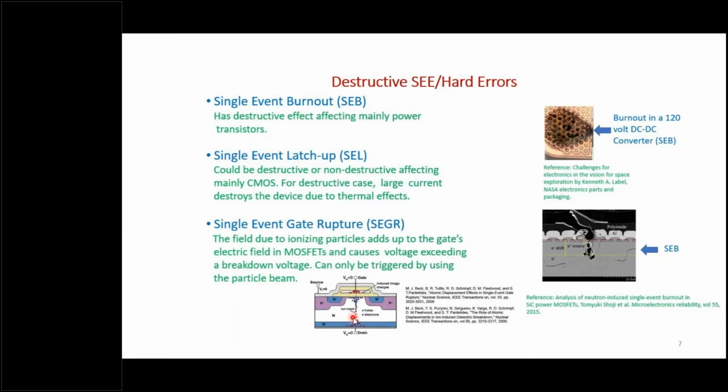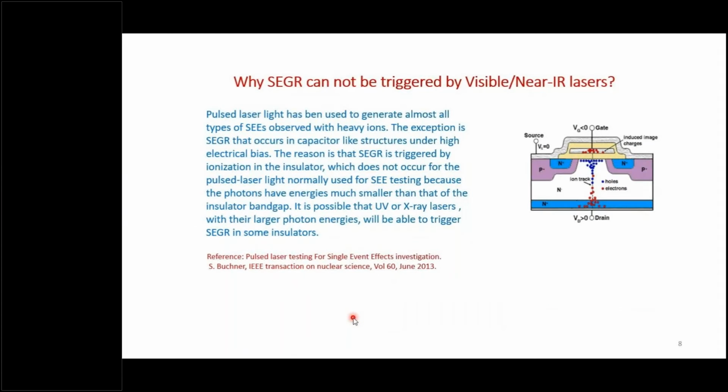Maybe if you use a UV laser or an X-ray laser, it could ionize the insulator there, but with the normal optical lasers or infrared lasers, you cannot ionize the insulator. There's not enough energy of the photon to do that, whereas the particles could actually do that. So for this reason, SEGR is only possible to trigger with the charged particles and not with the optical beam.